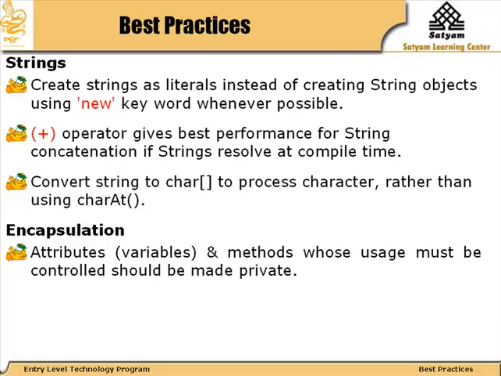Encapsulation. Attributes and methods whose usage must be controlled should be made private. That is, all attributes and methods which are not required to be accessible from other classes should be made private to avoid unauthorized access.